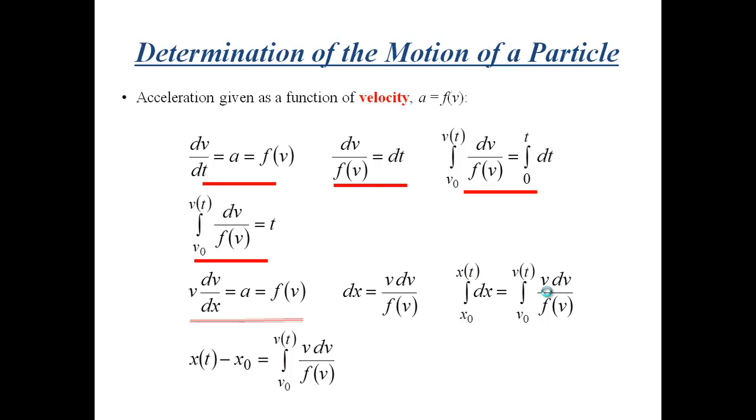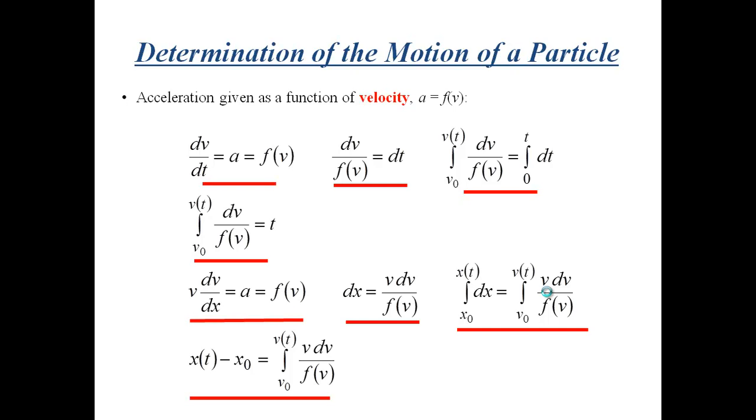And the next one, v dv by dx is equal to a. So again we are writing as a function of v, and dx is equal to v dv by f of v, and integral with initial and final position and initial and final velocity, x0 to x of t and v0 to v of t. So integral x0 to x of t dx is equal to integral v0 to v of t v dv by f of v. So finally you will get the value x of t minus x0 is equal to integral v0 to v of t v dv by f of v.